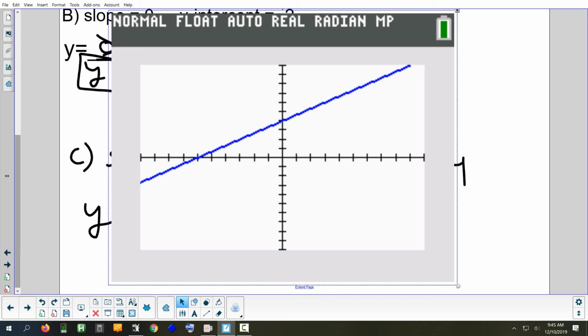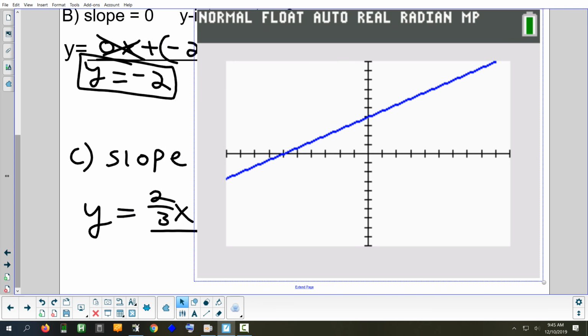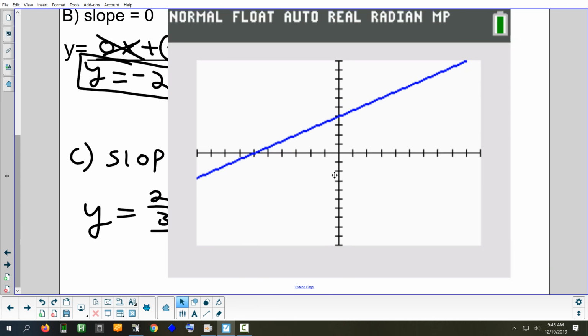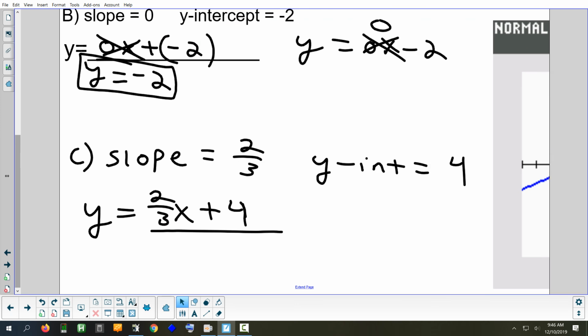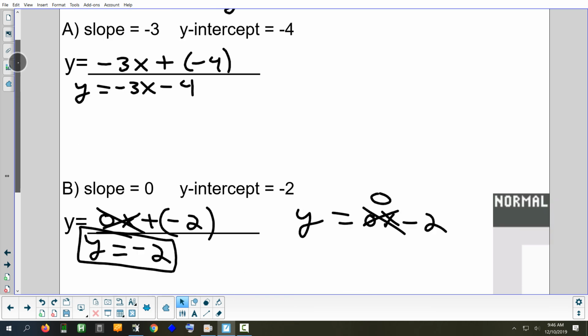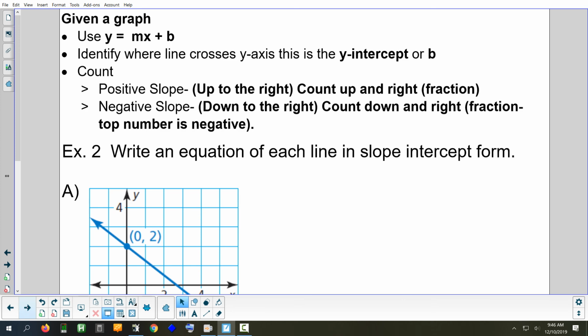And the slope is up 2 over 3. 2 is the rise, 3 is the run. So I just wanted to show you the picture. But it crosses right where we said it would. Okay, so any question on writing the equation of a line given slope and intercept? All right, so that's the first type.